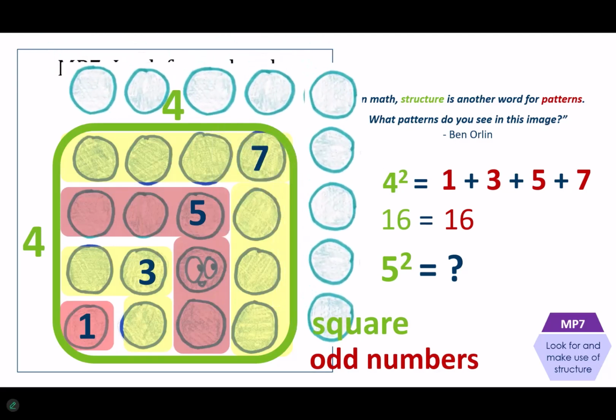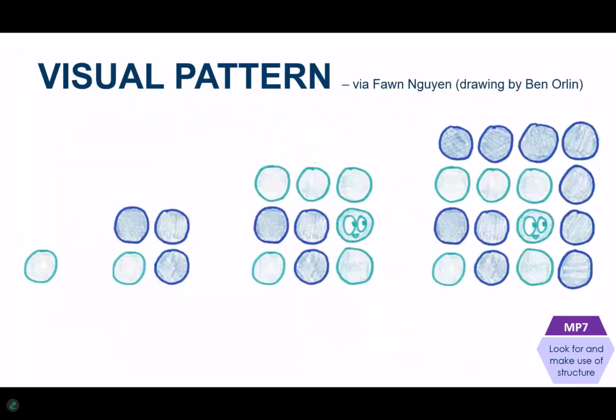They're going to predict that there's going to be some more odd numbers coming. And all of that leads to them doing things. You might recognize what Ben drew. It's part of something that's pretty famous. It's from Fawn. I've linked to it. It's a common instructional routine called visual patterns.